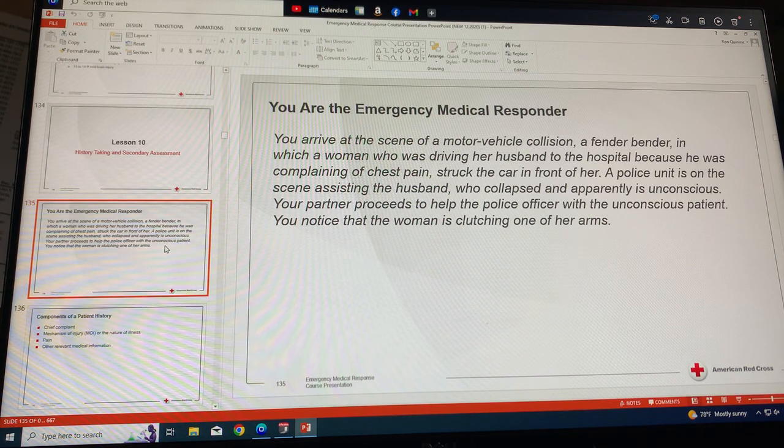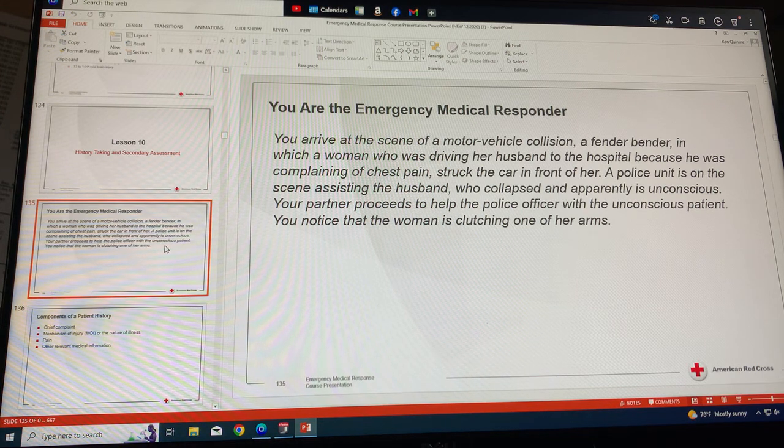Okay, here's a scenario that we will be discussing in person. You are the medical emergency responder. You arrive at the scene of a motor vehicle collision, a fender bender, in which a woman who is driving her husband to the hospital because he was complaining of chest pain struck the car in front of her. A police unit is on the scene assisting the husband, who collapsed and apparently is unconscious. Your partner proceeds to help the police officer with the unconscious patient. You notice that the woman is clutching one of her arms.